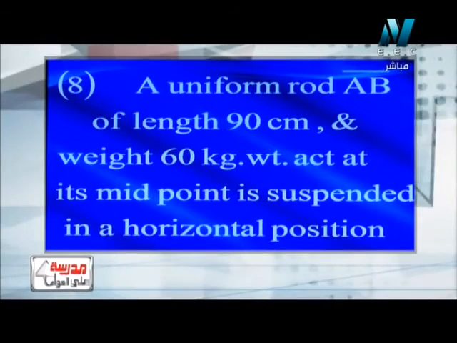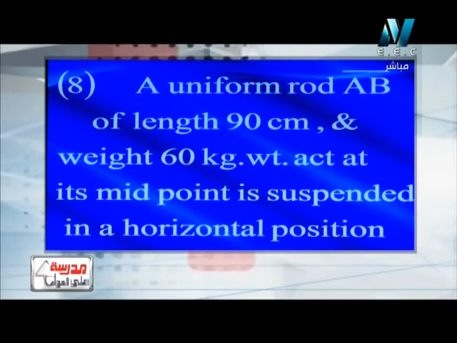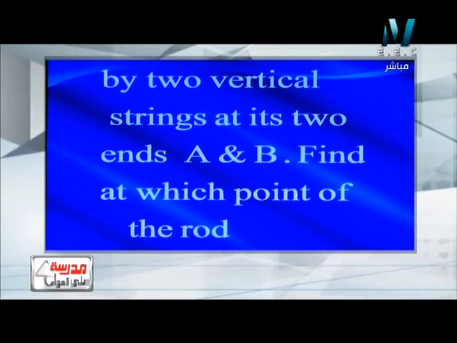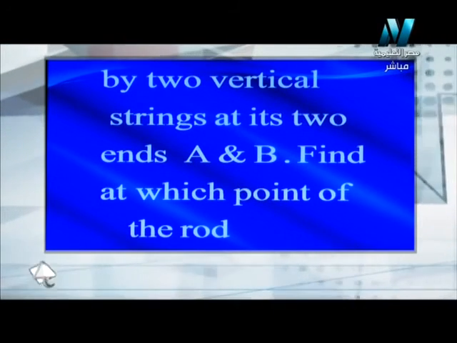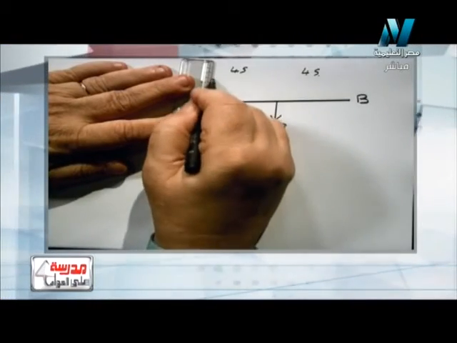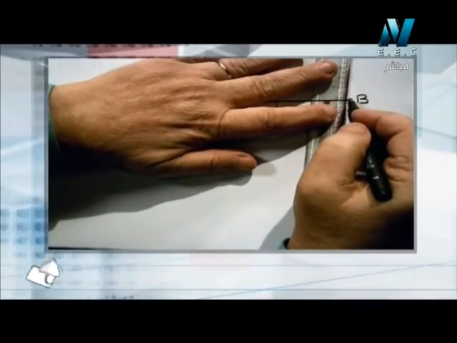suspended in a horizontal position by two vertical strings at its two ends A and B. two vertical strings معناها ايه يا ولادي؟ ترجموا الكلام. vertical يبقى خطين رأسيين، strings يعني خيطين رأسيين، يعني two forces parallel و perpendicular على الرود نفسه. يبقى بالتالي هنا عندي في tension وهنا عند ال B كان tension برضو.